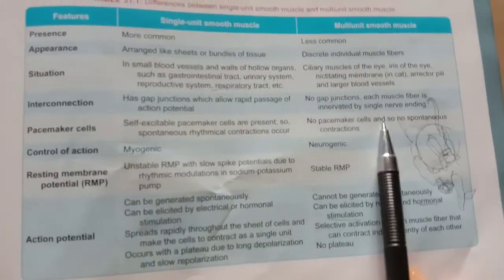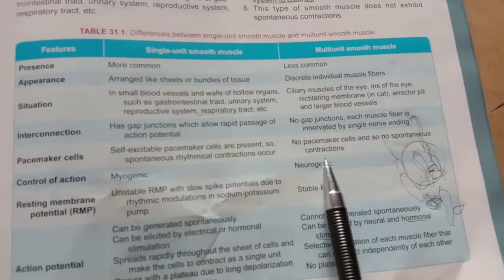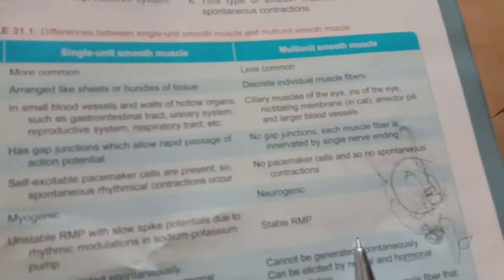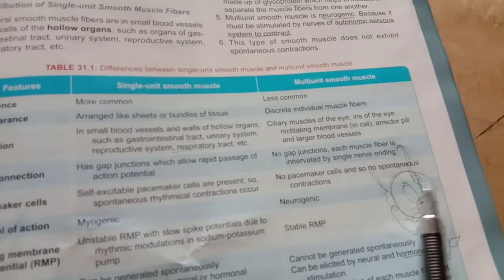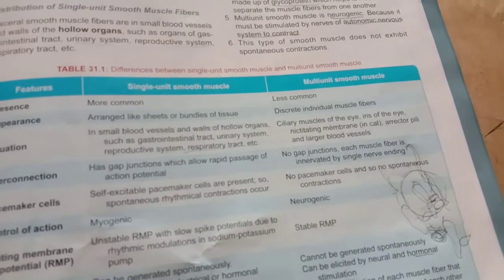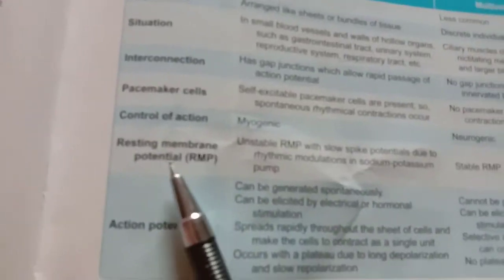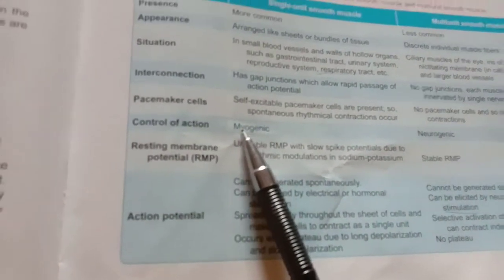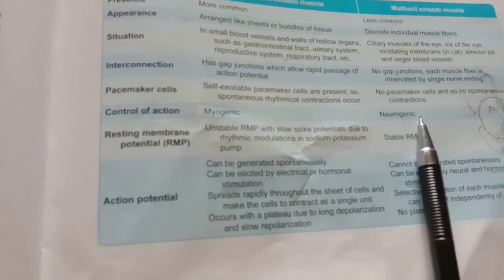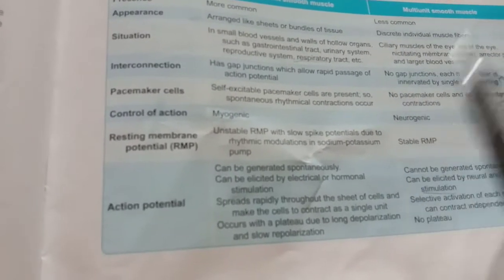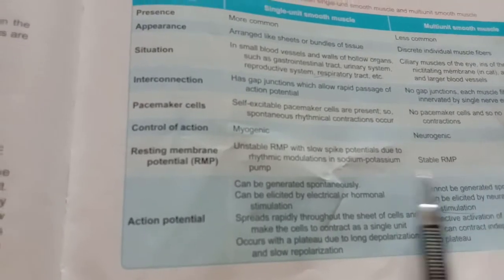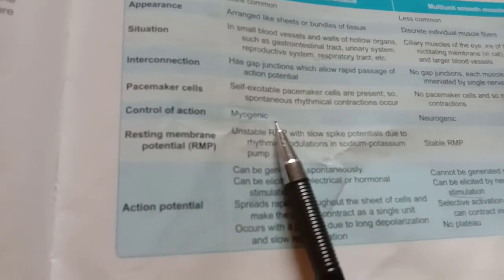Okay, now no pacemaker cells, no spontaneous contraction. As there are no pacemaker cells in the multi-unit smooth muscle, spontaneous contraction is absent. See, now control of action. This is the myogenic and this is the neurogenic. Here the neurogenic action: multi-unit smooth muscles are controlled by neurons. Here control is myogenic. Okay.